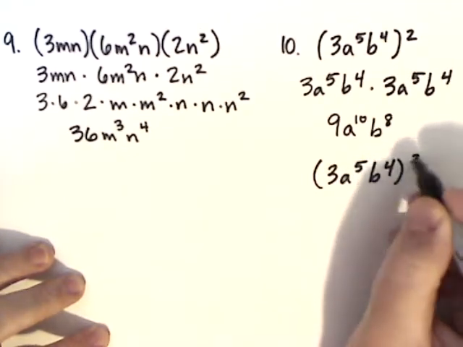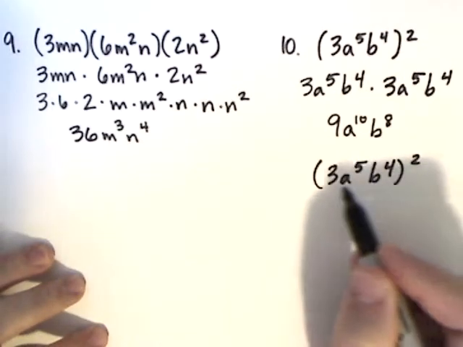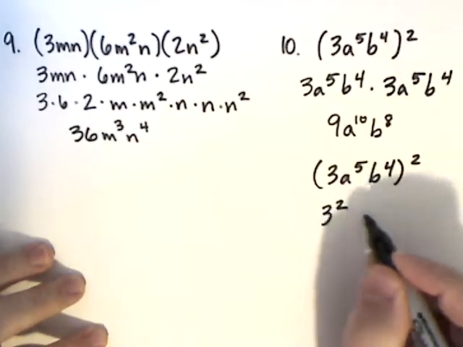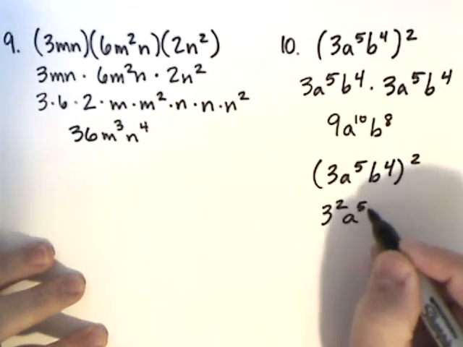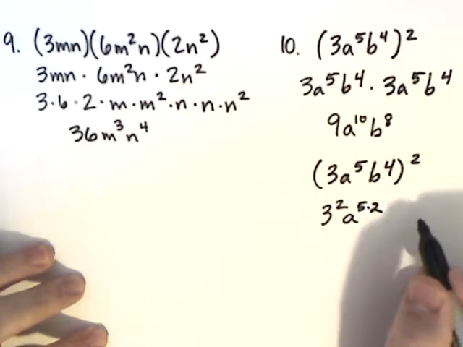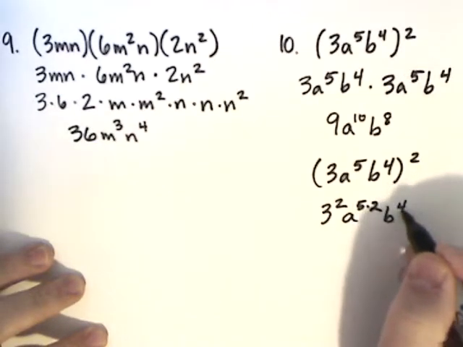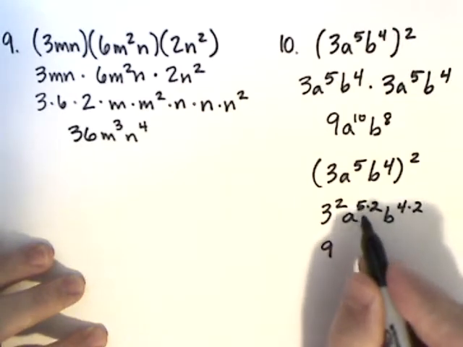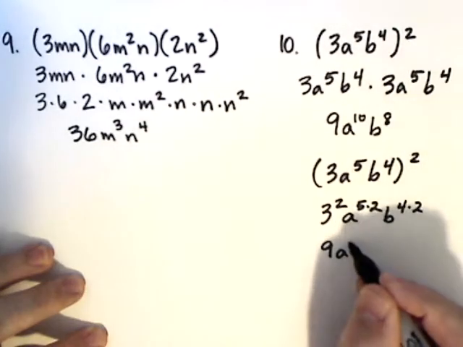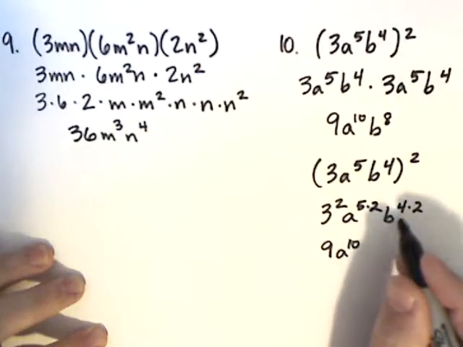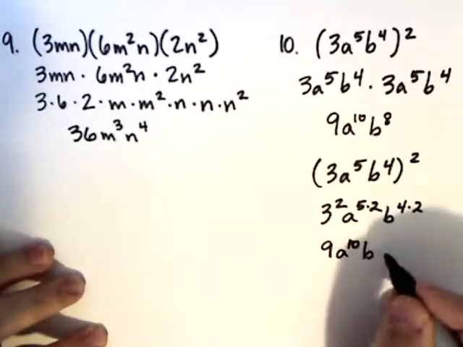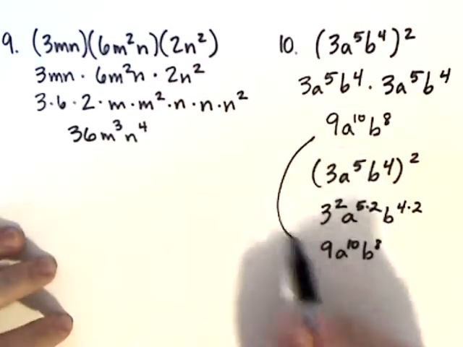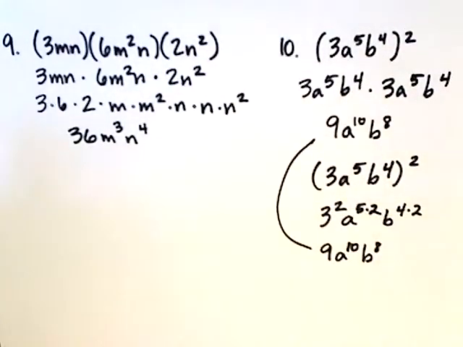let me rewrite it, is you could have taken that 2 exponent and applied it to each part of this product inside. In other words, you could have done 3 squared, a to the fifth squared, which means I'm going to multiply the 5 and the 2, b to the fourth squared. So 3 squared is 9. A to the fifth squared is a to the 5 times 2 power, which is 10. And then b to the fourth squared is b to the 4 times 2 power, which is going to be 8. So I got the same answer. You can see either way, it's just your own way, whichever way you prefer.